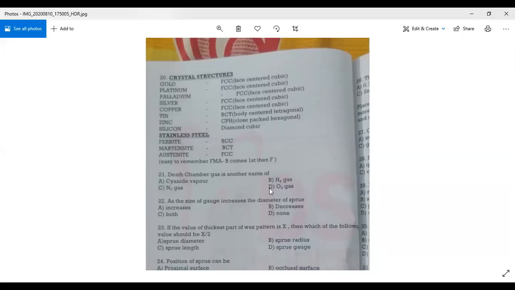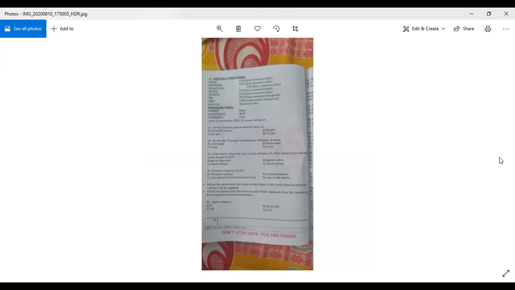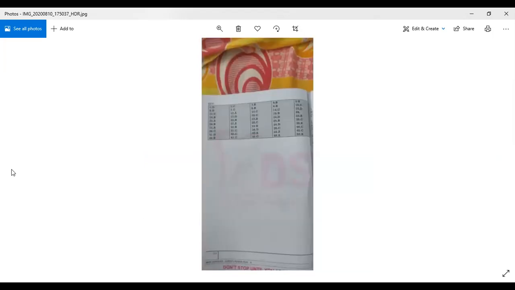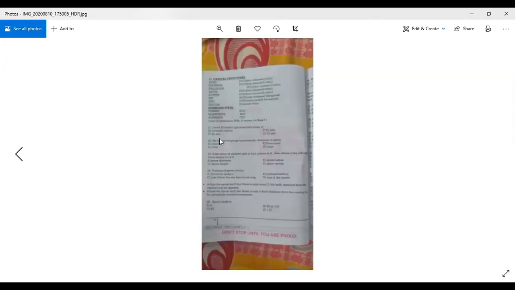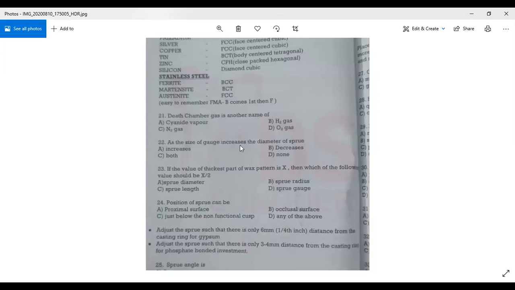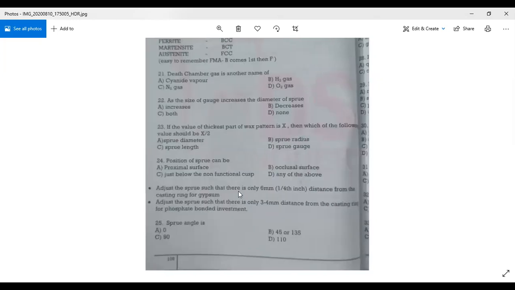Death chamber gas is another name of cyanide vapor. Yes, cyanide vapor is called death chamber gas. We'll go through such questions, which will give us an idea. Sprue angle is 45 or 135 degrees.